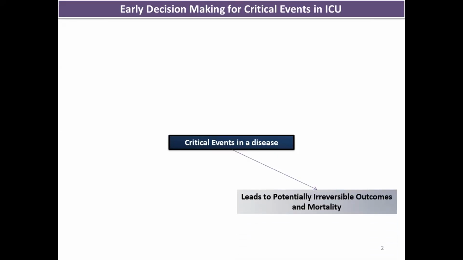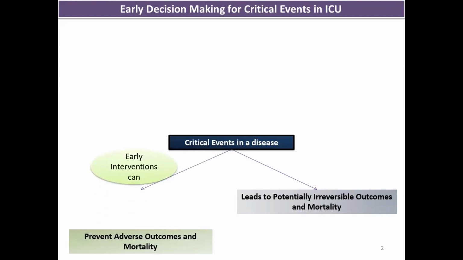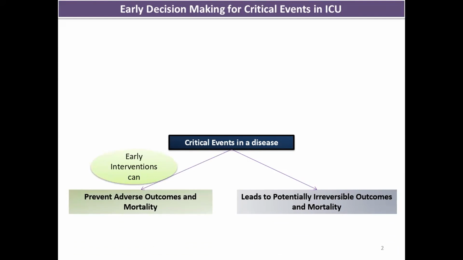Moving ahead, I'll talk about the critical events that we tried to predict, model, and generalize the prediction for in different ICUs across the USA and India. Critical events in a disease are the potential stages which lead to potentially irreversible outcomes and can also lead to mortality. If we can provide early interventions, we can prevent these adverse outcomes and mortality.